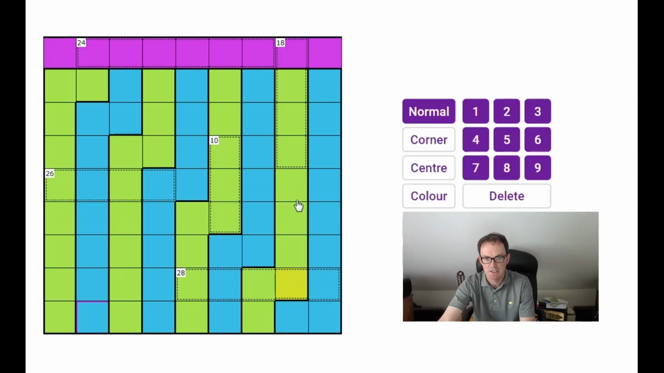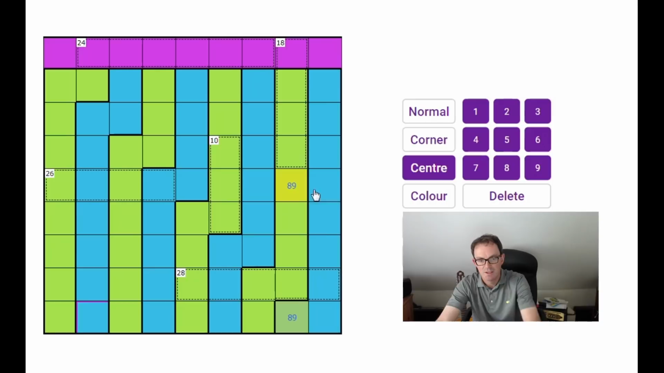So this cell and this cell must add to the difference between 45, which is the sum of the numbers from 1 to 9, and 28. So that's 17. Now, there's only one way of making 17 from two digits in a Sudoku puzzle that's 9 by 9, and that's using the numbers 8 and 9. So all of a sudden, we have our first way into the puzzle.